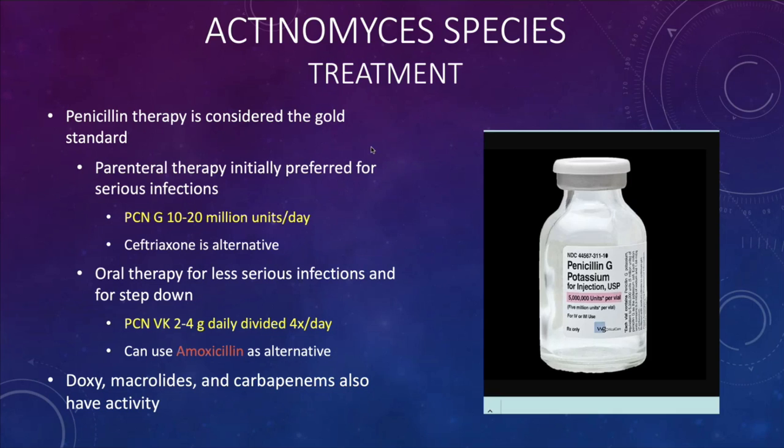And then for oral therapy, hopefully you can use a beta-lactam drug like penicillin VK or amoxicillin for less serious infections for step down, treat the patient for a prolonged course. But in a penicillin allergic patient, doxycycline, the macrolides and carbapenems also have activity.